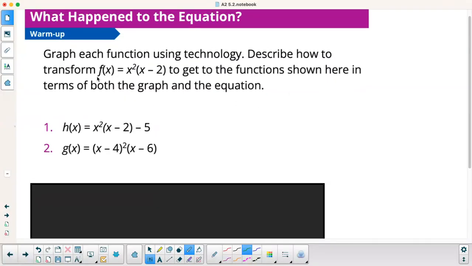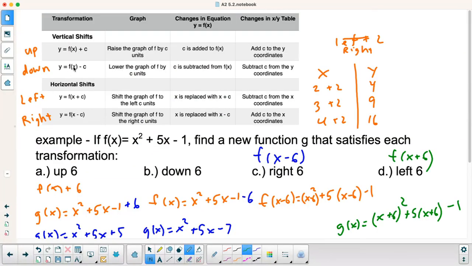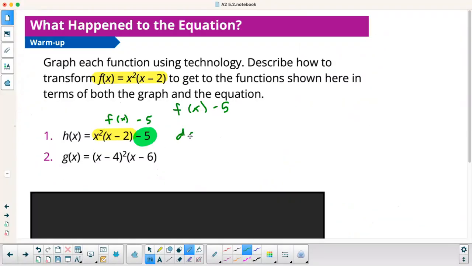Okay, so if this is my original, this is my f of x. So if I look here, it looks like the only thing I did here was, this is f of x, but then it looks like I just minus 5. So it looks kind of like it's f of x minus 5 because this is f of x. So it's like this is my f of x right here, and then you just minus 5. So if you go back to your table, f of x minus c, it's going to go down. So it's going to go probably down 5.